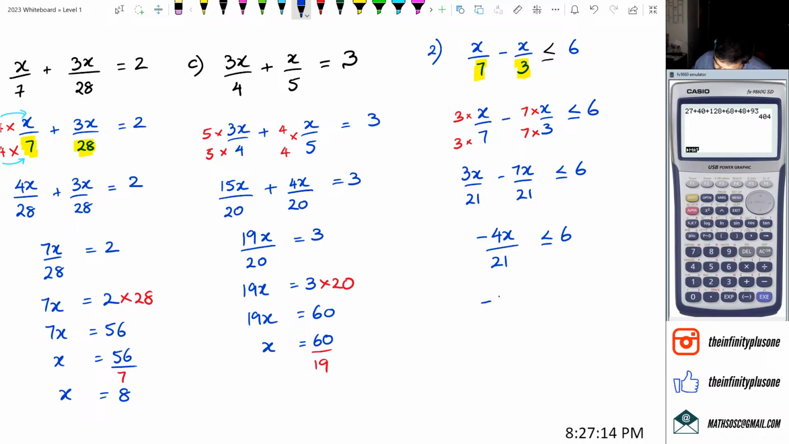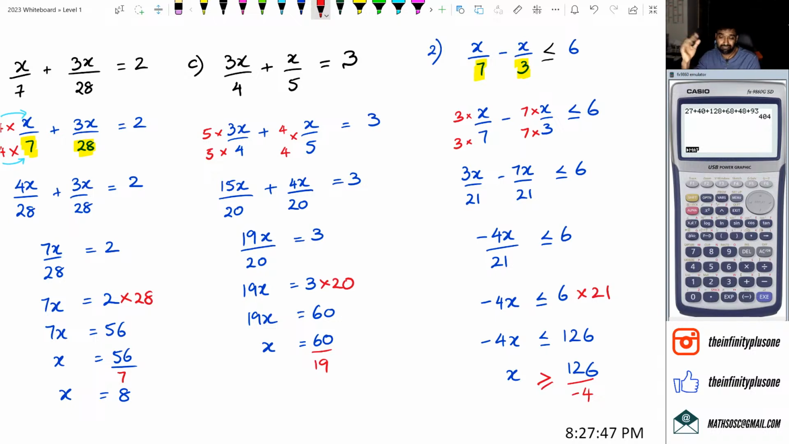So I'm going to put this as negative 4x is less than or equal to 6 times 21. That's, what is it, 126? And finally, this is where the only trick happens. When you're dealing with inequations or inequalities, when you divide by a negative number like we do in this case, that's the only time you change the sign over, and that's pretty much it. That's all the trick there is to it.